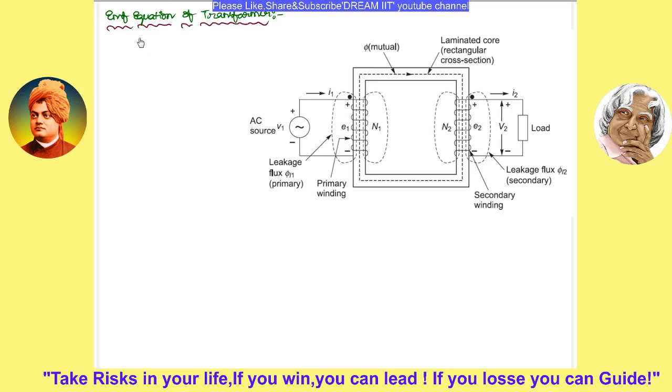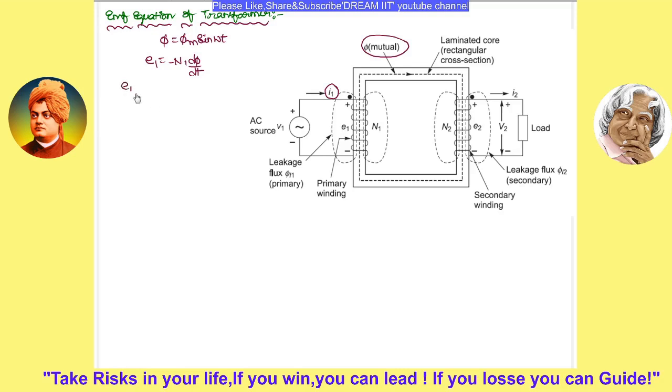So what can we write? Because the current is alternating, the flux is also alternating. So we can write the flux as phi equals phi max sin omega t. And the induced EMF E1 equals minus N1 into d phi by dt, that is on the primary winding side.